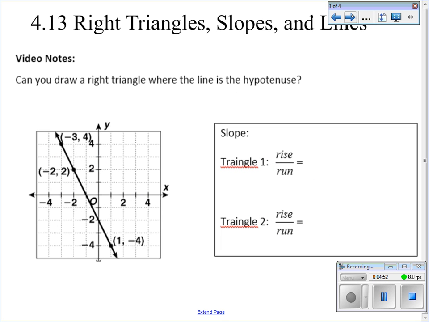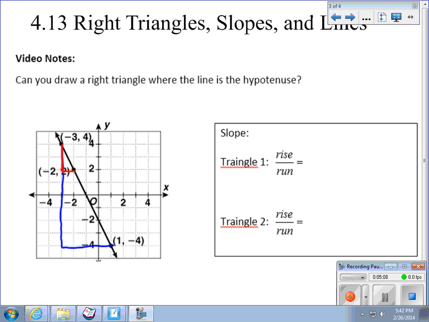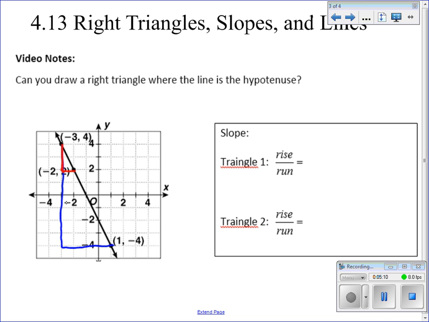I want you to go ahead and pause this, and I want you to draw 2 different right triangles, and let's see if you get the same ones that I get. Go ahead and pause it. Okay, hopefully you got these. These are the two right triangles that I got. If I draw my right angle here, got one there, and I can draw this one as well. We'll call triangle 1 our red one again, and triangle 2 will be our blue one.